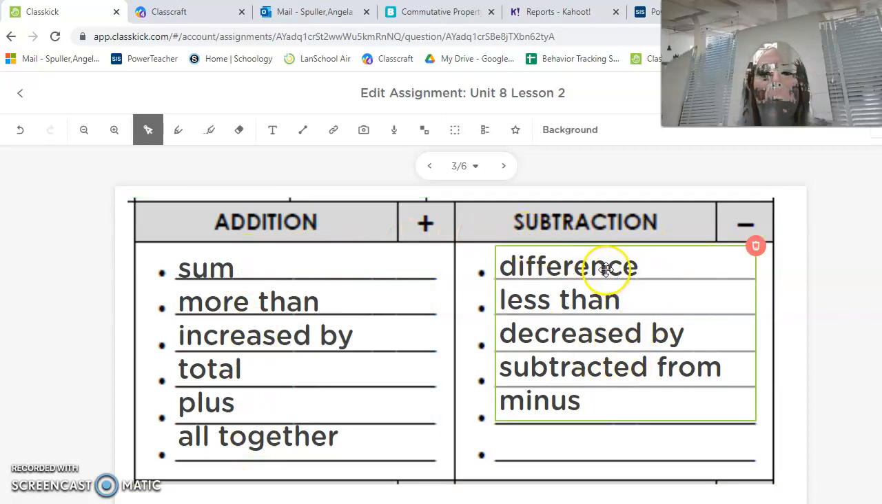So then for subtraction, we have difference, less than, decreased by, subtracted from, minus. You pause the video again and get these copied down. It'll make your job easier over the next couple lessons.